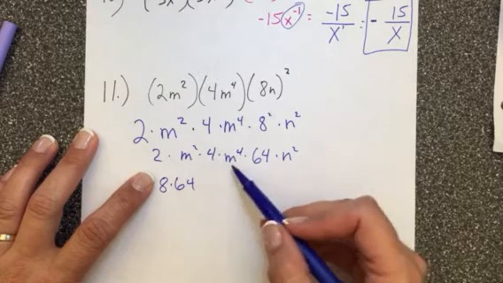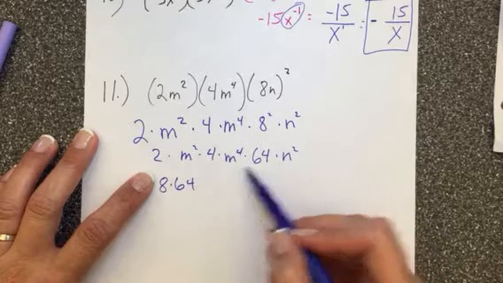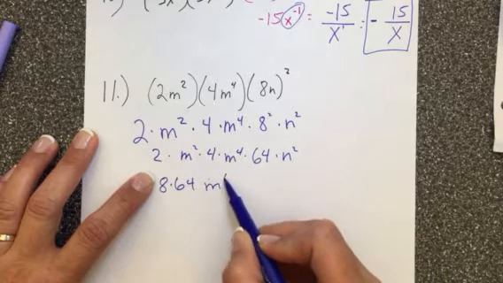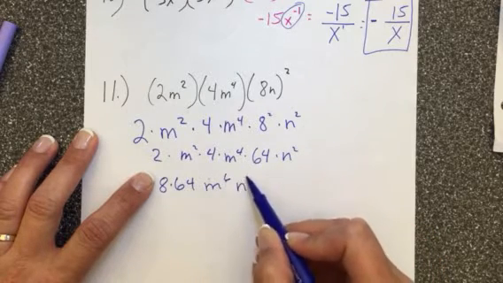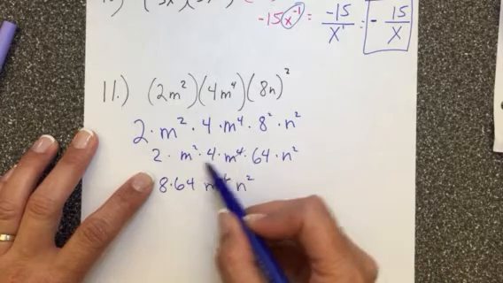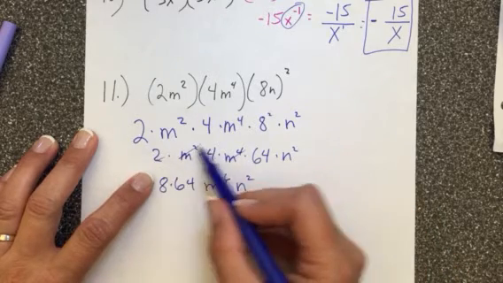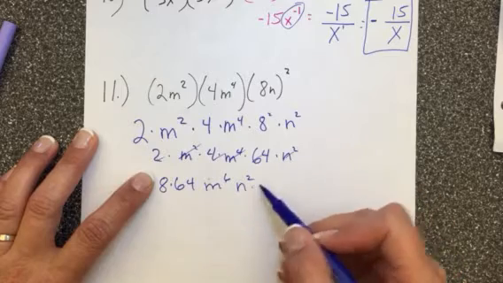m to the second, just give me one second. So 2 plus 4 is 6, so m to the 6th. And then I just bring the n to the second down.